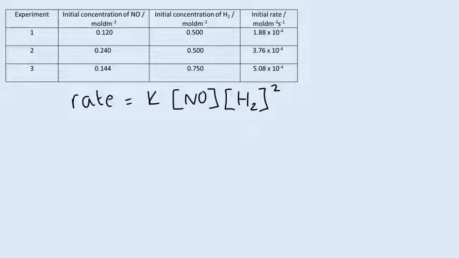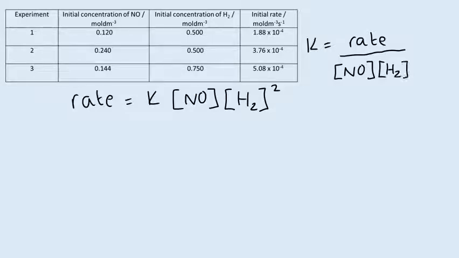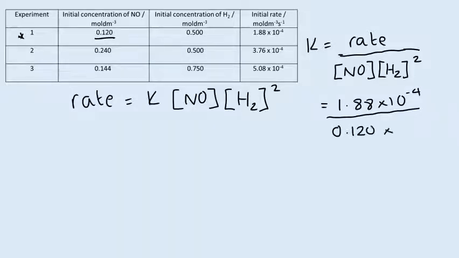Now, rearranging this, we get k is equal to rate divided by concentration of NO multiplied by the concentration of H2 squared. So for the numerical value, let's just pick any experiment. I'm going to go for experiment 1 again, it's right at the top. The rate is equal to 1.88 times 10 to the minus 4. Concentration of NO is 0.120 multiplied by 0.5 squared. Make sure I have that in brackets on the bottom there.